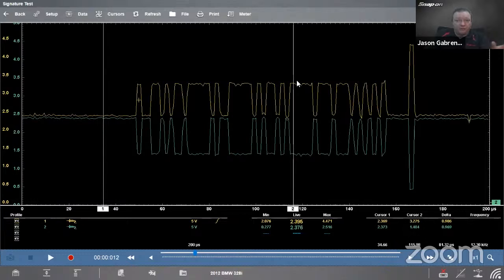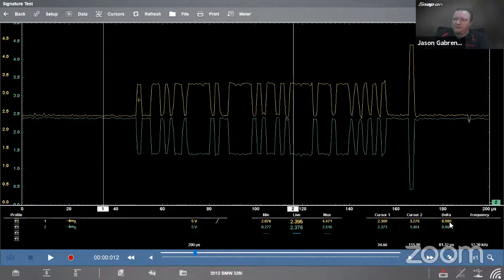Anywhere from 1 volt to 1.25 volts is the normal expected range. So if I see 1 volt, it's good. If I see a 1.10, we're good. If I see 1.25 volts, we're good. It should go down on the low side by the same amount. So it looks like it goes up to 3.275 and down to 1.404.